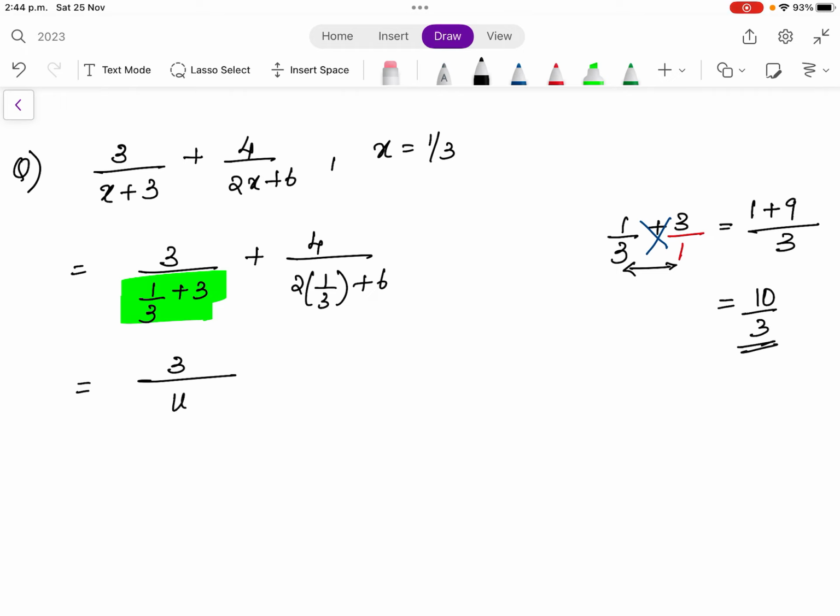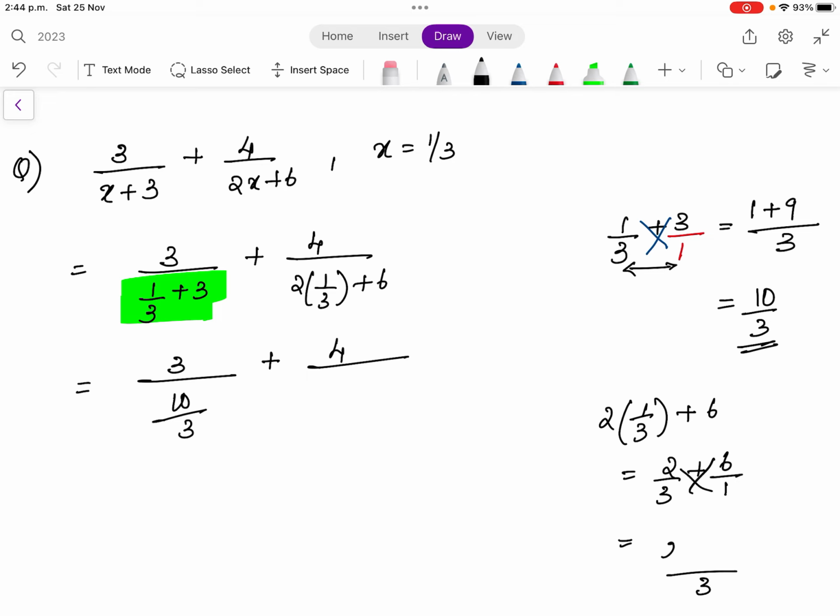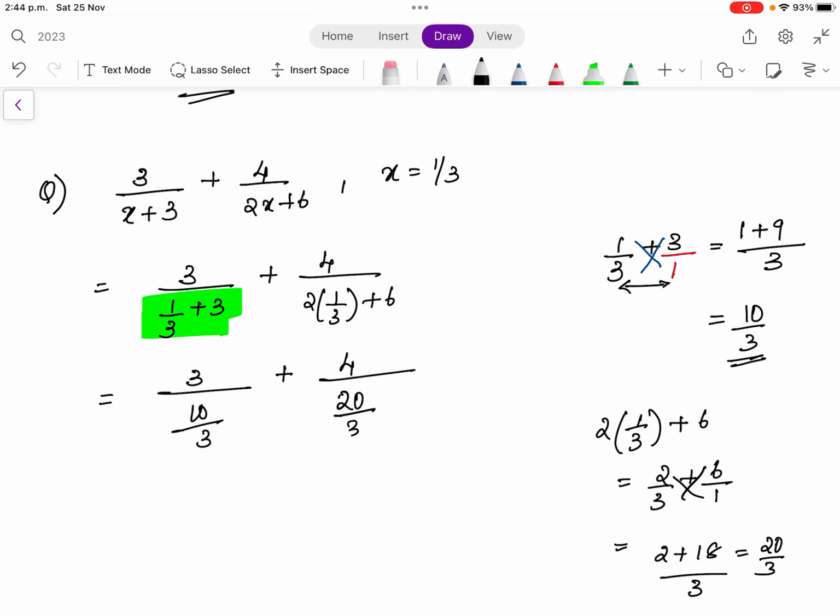Okay. So here I will get 3 times 10 over 3 plus 4 divided by, the second one I'm going to simplify, 2 and 1 over 3 plus 6, which can be written as 2 over 3 plus 6, which I again simplify using cross multiplication. So the denominator will be 3, and then there is a cross multiplication which is like 2 plus 18, which is like 20 over 3. So then I will get 20 over 3 here.